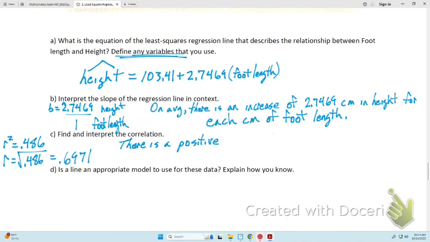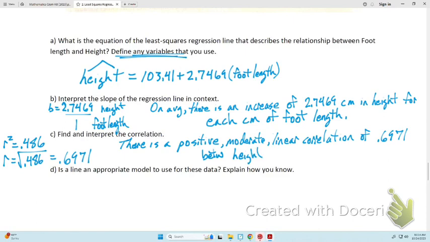So there is a positive, moderate, linear correlation of 0.6971 between height and foot length.